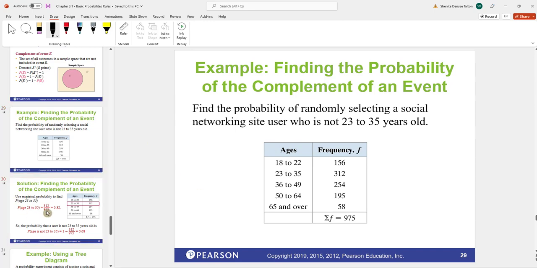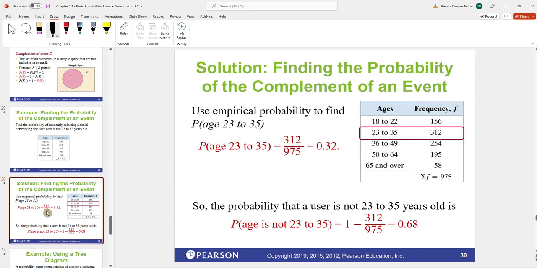Or the quicker way would be to figure out how many are between the ages of 23 to 35, and as you can see, that's 312. We divide that by 975, we get 0.32. But we want to find the probability that they're not between that age. So what you can do is you can take 1 minus 0.32 and you get 0.68. So that's a quicker way rather than adding up all the other numbers.